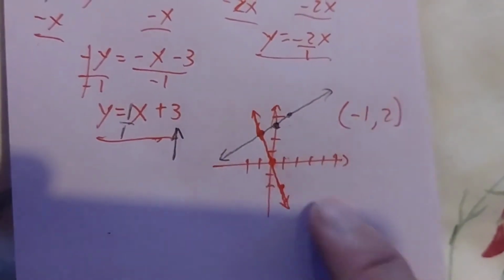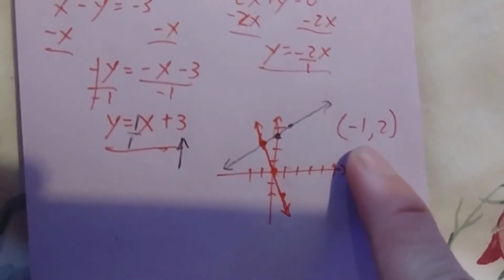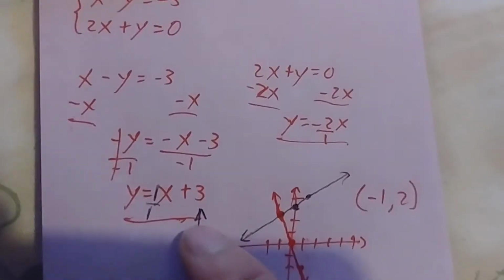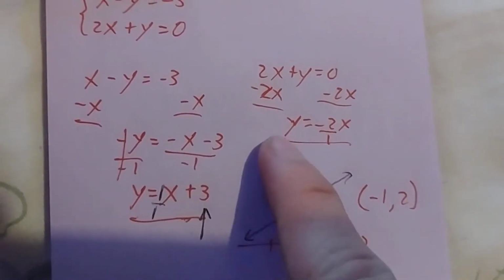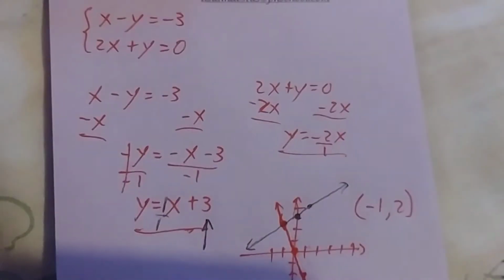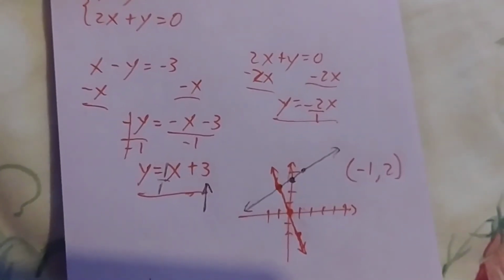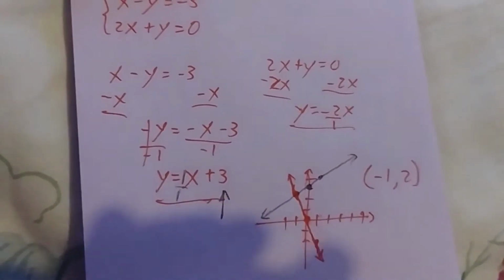Okay, so for number 5, I should see the point where they intersect, and I should see the work that you did to isolate the y variable. So all of this work that you see here, I should see that for number 5.